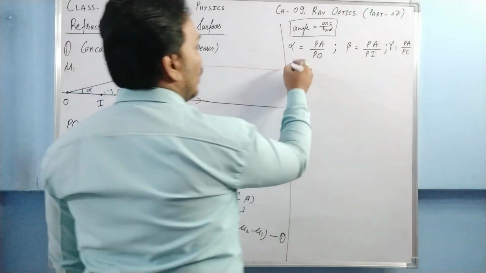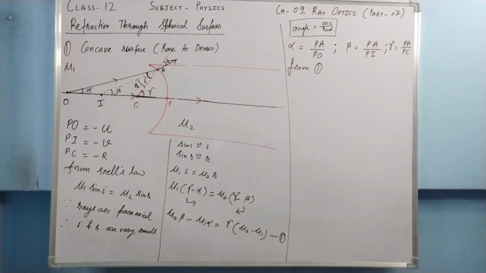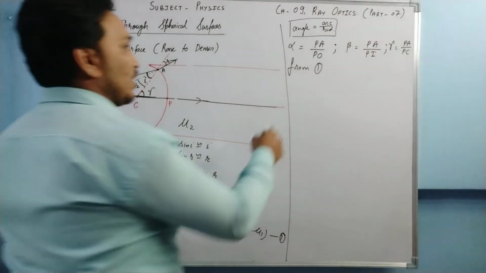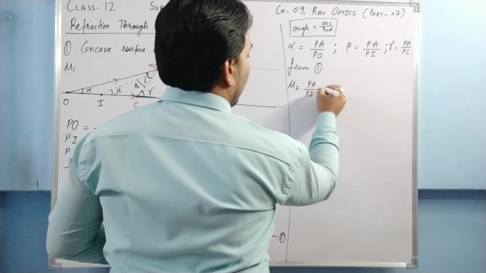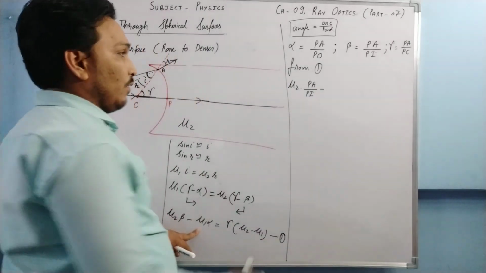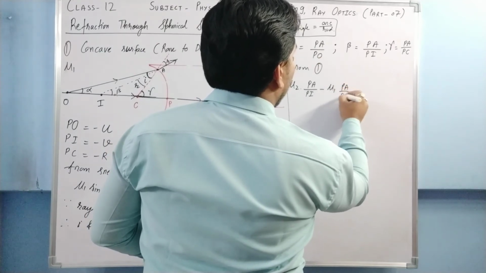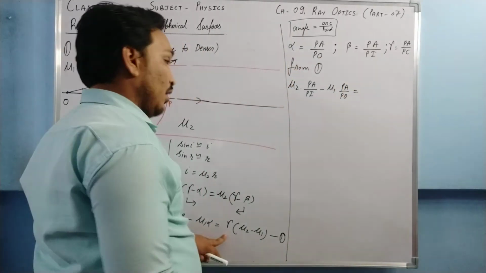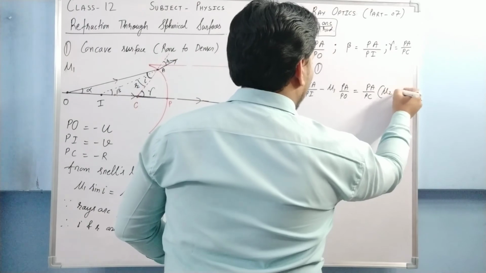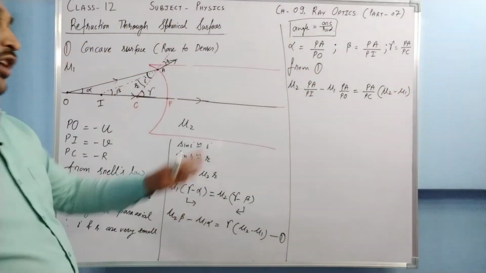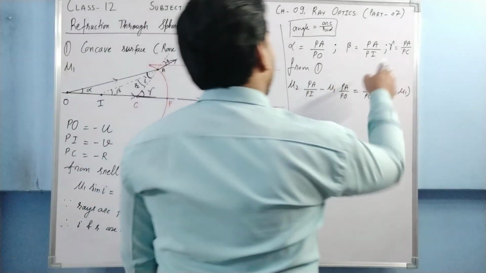I'm going to put all these values over here. So from 1, just see what I'm going to have here. Mu 2 beta, what is beta? Beta is PA upon PI, minus mu 1 alpha. Mu 1 is mu 1, alpha is PA upon PO, is equal to gamma. Gamma is PA upon PC, whole upon, in the bracket, mu 2 minus mu 1. So PA is everywhere, so PA will be cancelled out.